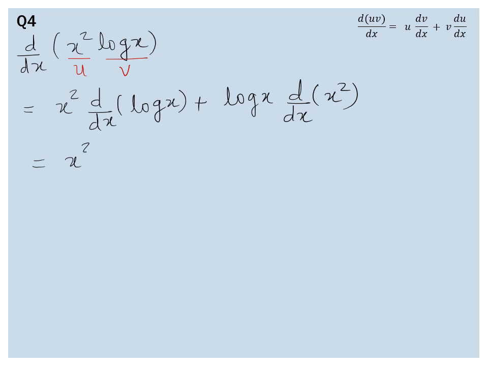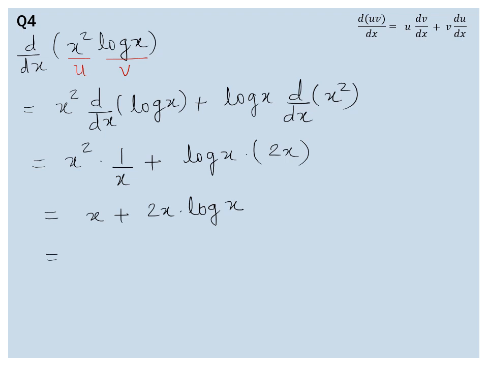So x square, derivative of log x is 1 by x. Log x as it is, derivative of x square is 2x. So this becomes x plus 2x into log x. Can be simplified further by taking x common, 1 plus 2 log x. So that's the solution for x square into log x.